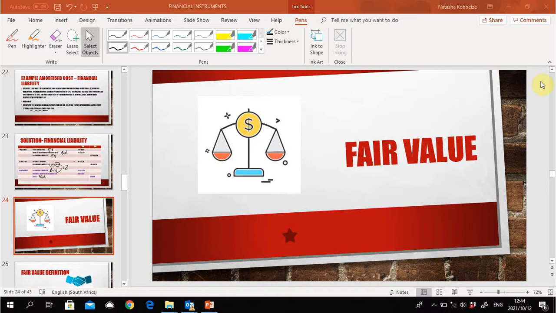Welcome back to the second part of the IFRS 9 lecture. And here we are now going to look at the other method of valuation. So in the first part of this lecture, we talked about amortization or amortized cost.